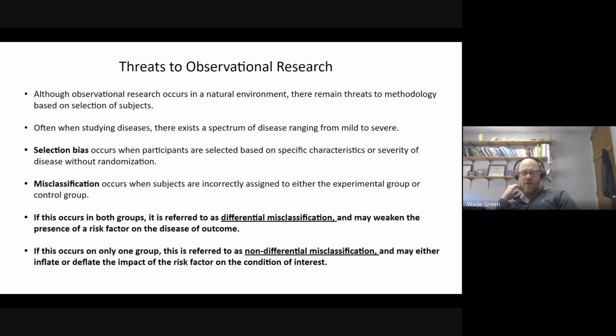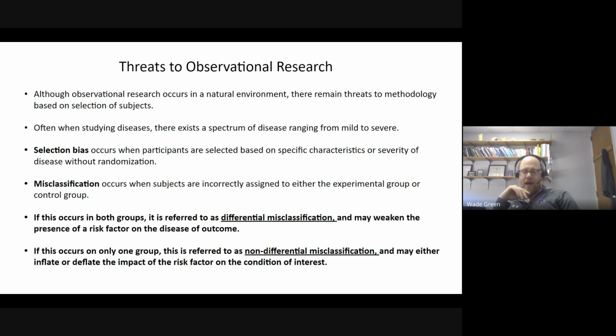We can also misclassify people in observational research or in randomized controlled trials, and that occurs when subjects are incorrectly assigned to either the experimental group or the control group. When misclassification does occur, generally we break this up into two different types. If misclassification occurs in both the control and the experimental group, in the sense that we've assigned people to both groups incorrectly, this is referred to as differential misclassification, and that may weaken the impact of our risk factor on our outcome.